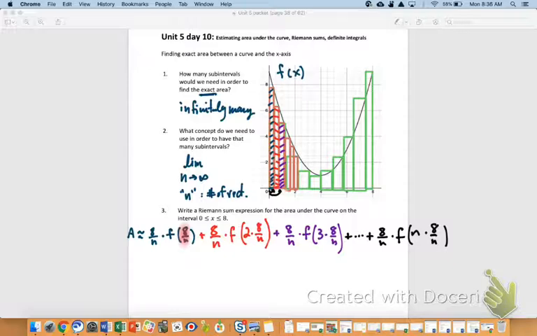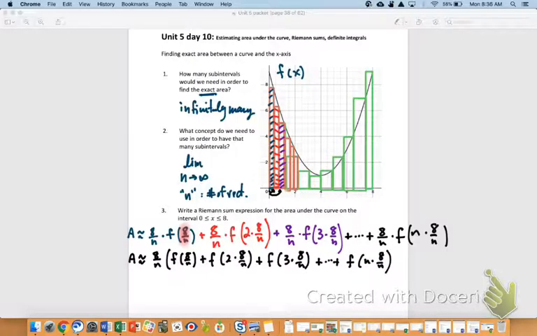Okay, what's in common amongst all of these terms? They all have an 8 over n factor. So my next step then would be to factor that out. So I'd say area is approximately 8 over n times the quantity of f of 8 over n plus f of 2 times 8 over n plus f of 3 times 8 over n plus dot dot dot plus f of n times 8 over n. There we go.